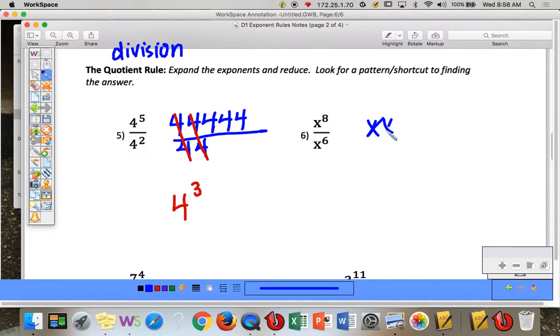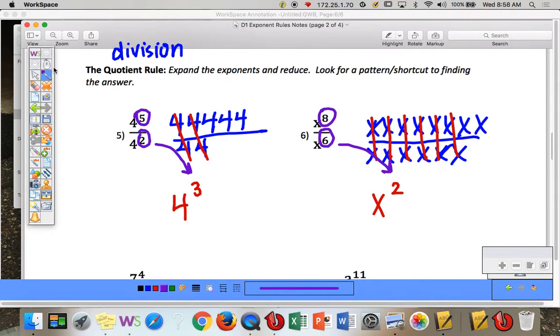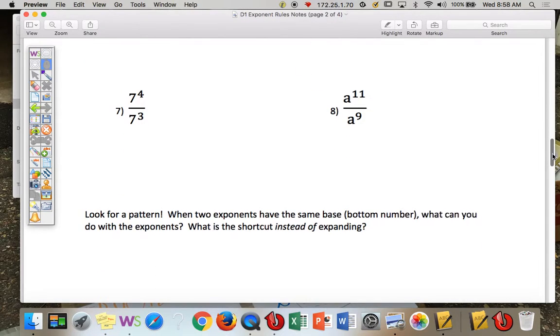Let's do it again. Let's do 8 x's on top, and we have 6 x's on the bottom. Again, let's cancel the 1s. We can cancel 1x over 1x. It becomes 1, and when we do that, we have x squared left on top. So we're looking for a shortcut here. What can we do with the 5 and the 2 to get the 3? What can we do with the 8 and the 6 to get the 2? Let's do a few more and see if we can generalize.